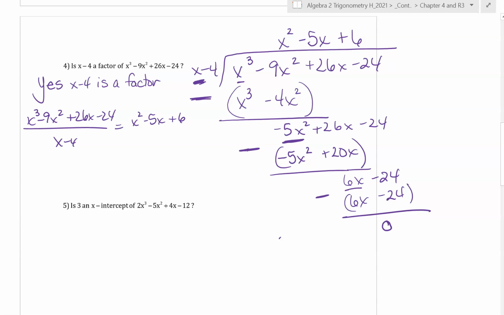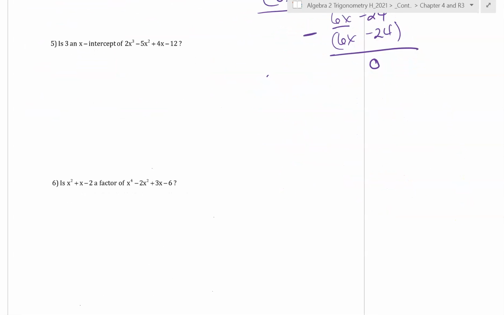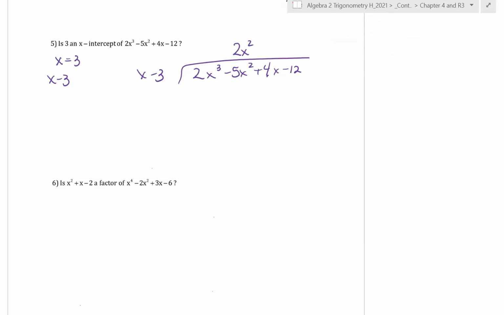Let's take a look at the next example. So now we'd like to know, is 3 an x-intercept of 2x cubed minus 5x squared plus 4x minus 12? So if x equals 3 is an x-intercept, that would mean that x minus 3 is a factor. So we are going to divide, here's our dividend, and our divisor will be x minus 3. Go ahead and pause the video and see if you could determine what would be that first term in your quotient. Choose 2x squared.